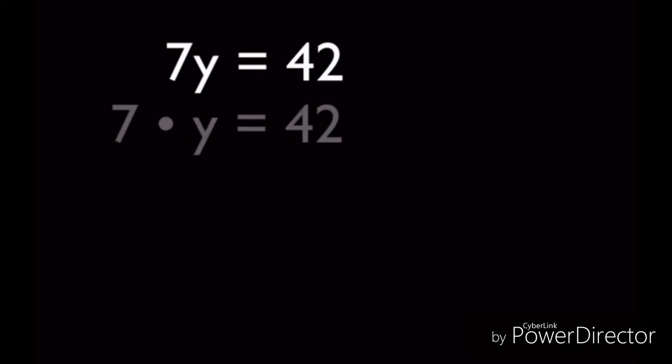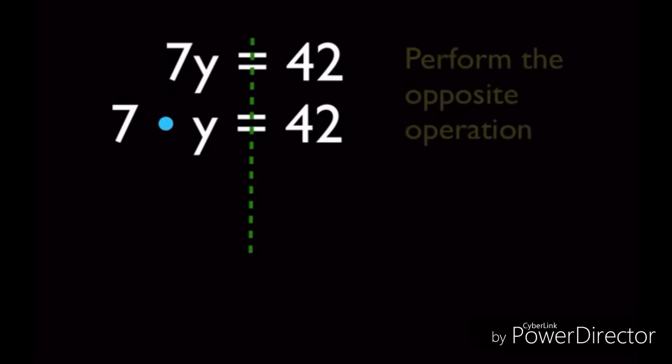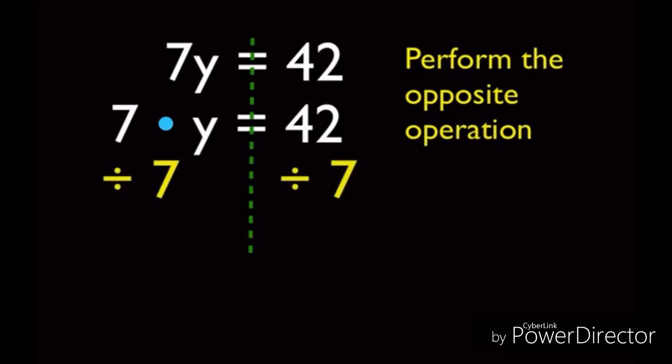Okay. Moving on to the next example, we're going to go ahead and take 7y equals 42. What I want you to remember is that really means 7 times y. A lot of times people forget that that's a multiplication problem. So when we identify it, we're doing the opposite of that multiplication, which is division.